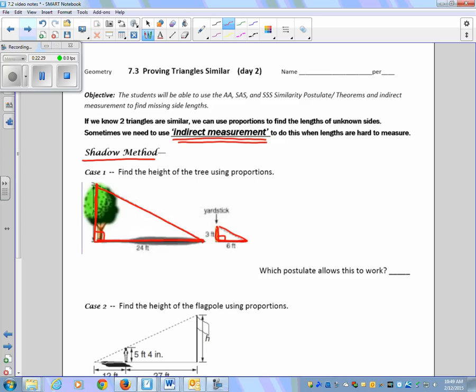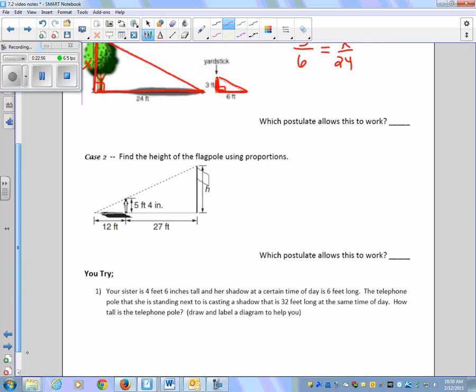Now we just need a proportion to solve for the height of the tree. So if you really want to know the height of a tree, you can measure its shadow, compare it to the shadow of something you know the height of, and set up a proportion. This proportion would be 3 is to 6 as x is to 24, and we would solve. You guys know how to solve those proportions.